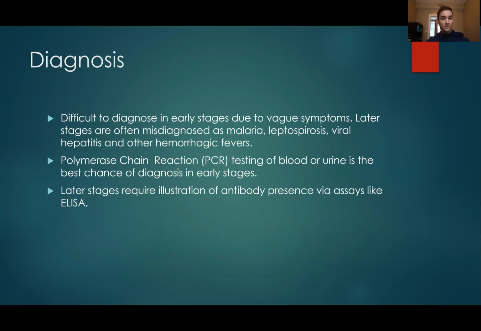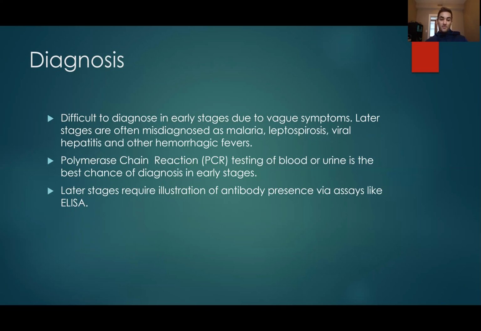Diagnosis can be difficult in the early stages because, like I've already mentioned, the disease can present with very nonspecific, vague symptoms. So in the early stages, if we do suspect this type of illness, we actually use something called polymerase chain reaction to amplify or make millions and millions of copies of the RNA to better identify the viral etiology.